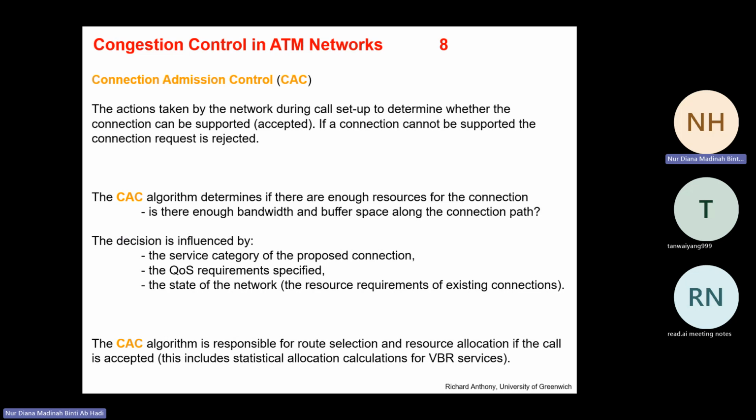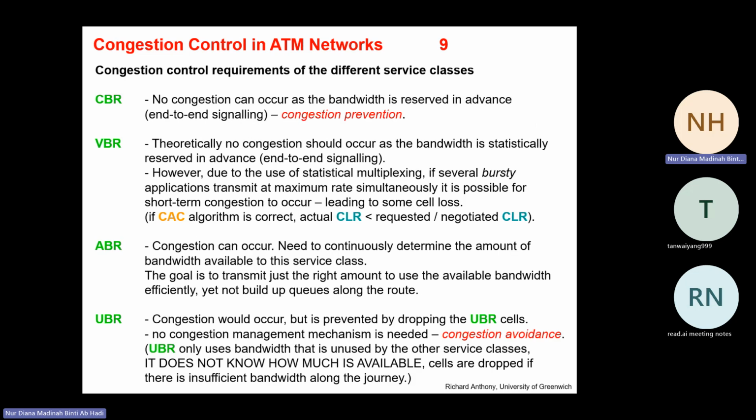All of the decisions to answer these things are influenced by your service category, then your QoS requirement that is specified, and the state of your networks. So your CAC algorithm is responsible for route selection and resource allocation if your call is accepted. It will include statistical allocation calculation for VBR services. So here you can see the requirements of different service classes.